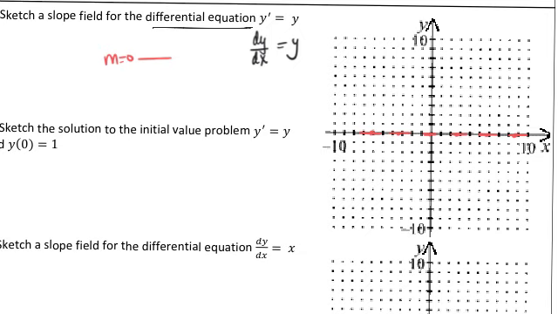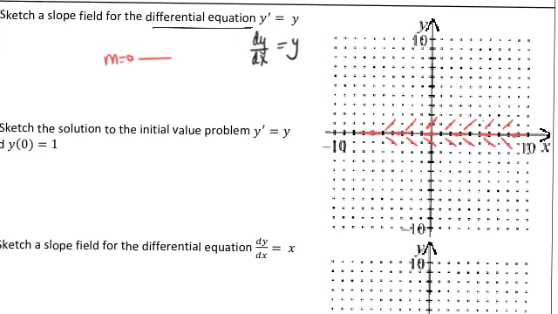Then if I were at y is equal to 1, then my slopes would all have to be 1. So anywhere on this horizontal line where y is equal to 1, the slopes would be 1. If I were down here at y equals -1, then my slopes would have to be -1. So this is how you generate a slope field, and you do it for however many points the question asks.